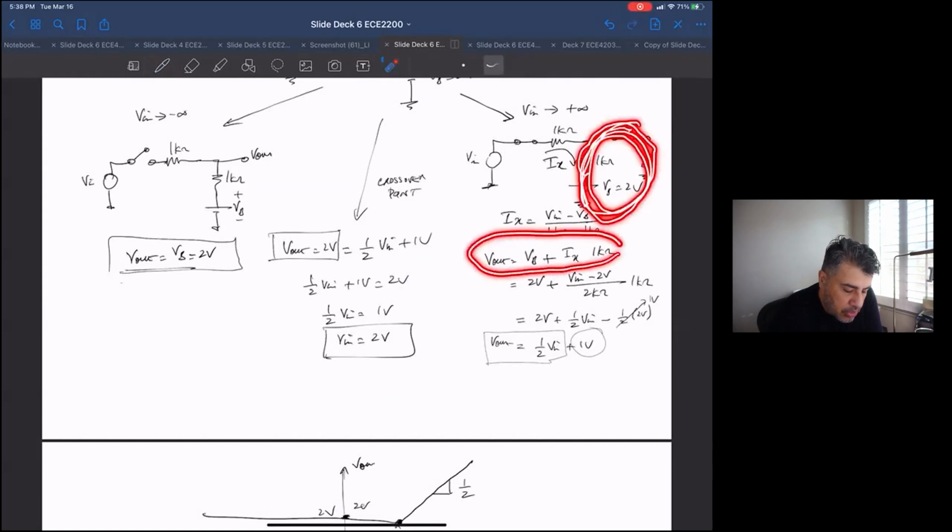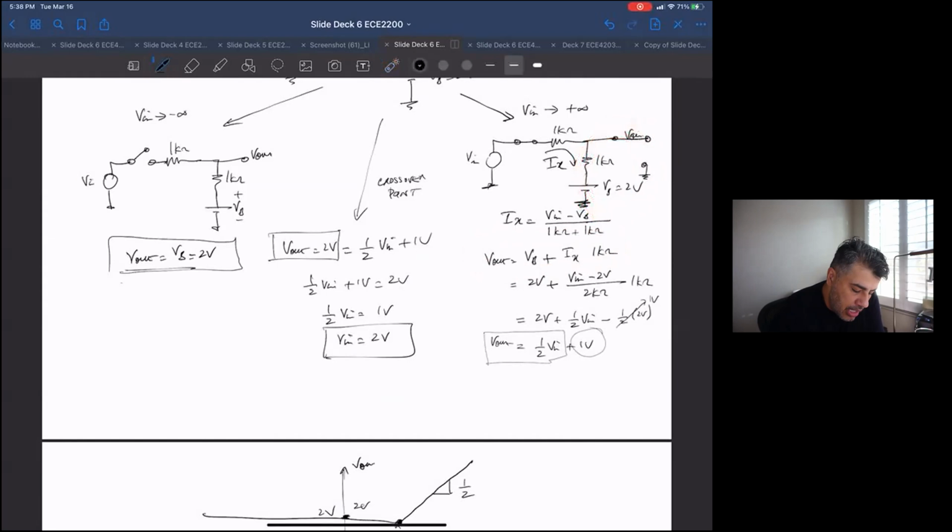So if I was going to write that as a KVL, it would be VB minus IX. Sorry, hold on a second. No, I guess the current's going this way. So it'd be plus IX times 1K ohm, minus V out is equal to 0. And then write it as V out is equal to VB plus IX times 1K ohm.